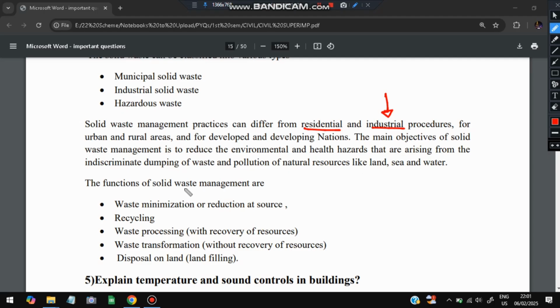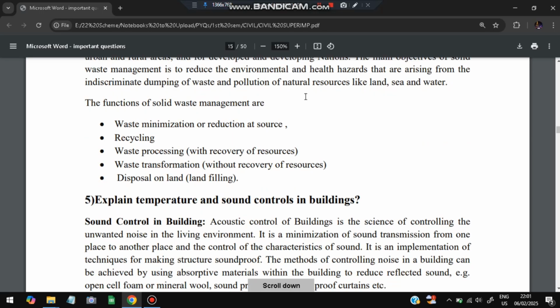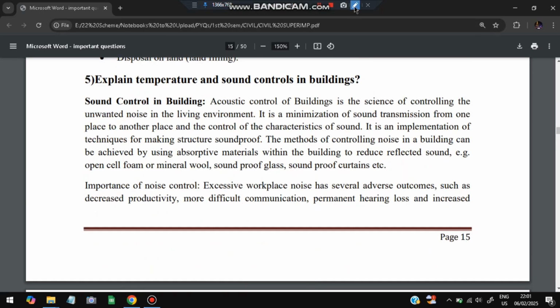So the functions of solid waste management are waste minimization, recycling the waste, waste processing with the recovery of resources, waste transformation without recovery of the resources, and disposal on landfill. All the waste will be sent back to the land, so that it will be used for organic purposes. Okay, so the next question is: explain temperature and sound controls in buildings.